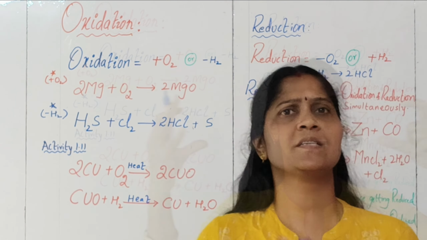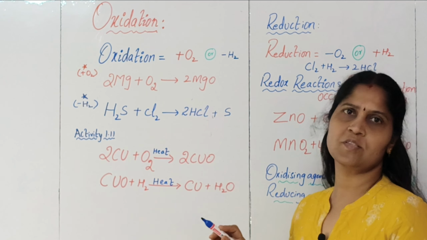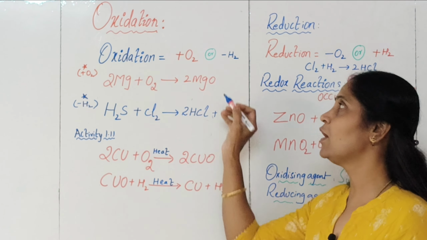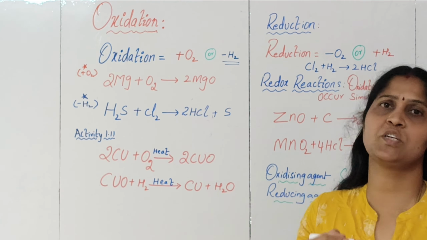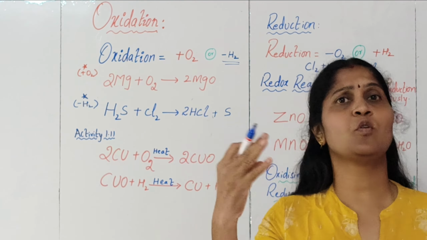As the name itself indicates, addition of oxygen. So when oxygen is getting added, it is called oxidation, or it can also be said as removal of hydrogen. So we can define oxidation in two ways. One is addition of oxygen, or it can also be defined as removal of hydrogen.